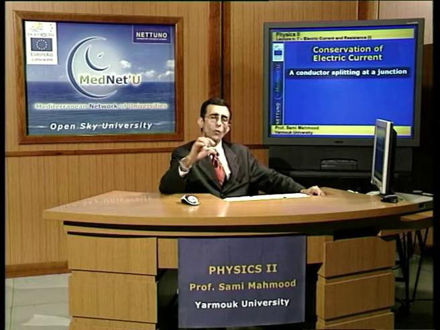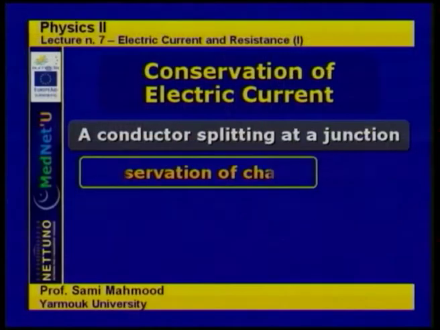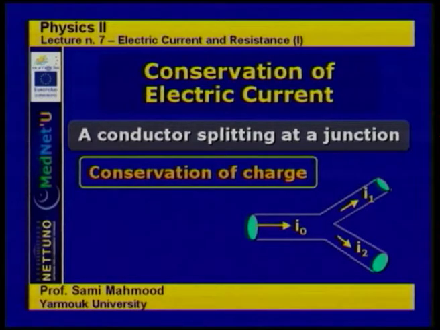And now we consider the case where the charge carriers, whatever they are, are moving across a conductor, and then the conductor splits into two parts or more at a junction. Then we know that if this system is isolated, no extra charge can be created and no charge can be annihilated. Thus, we have a conservation of charge. That conservation of charge dictates that the current I naught should equal the current I1 plus the current I2. The current entering a junction should equal the total current leaving the junction.